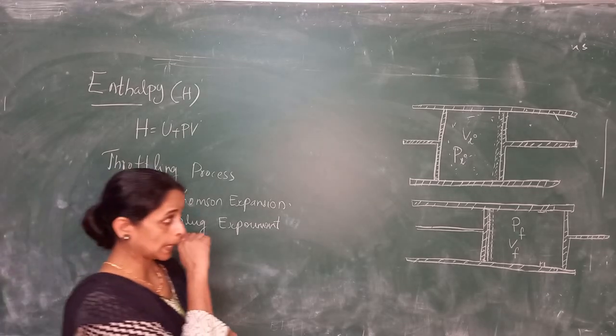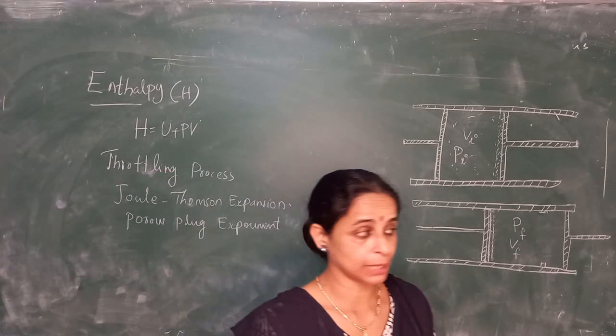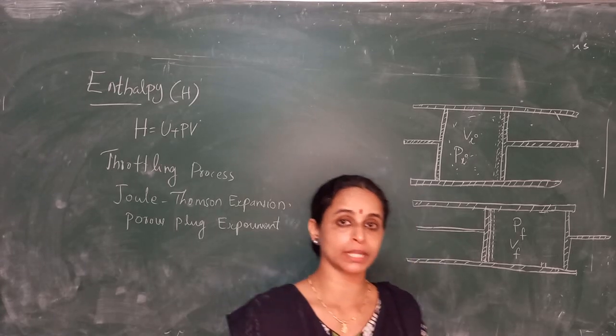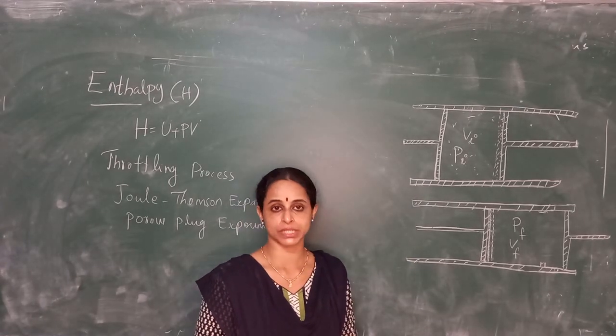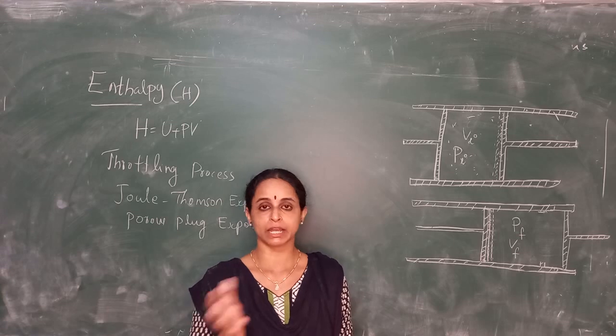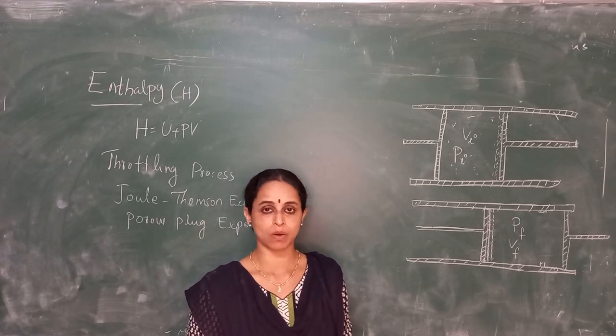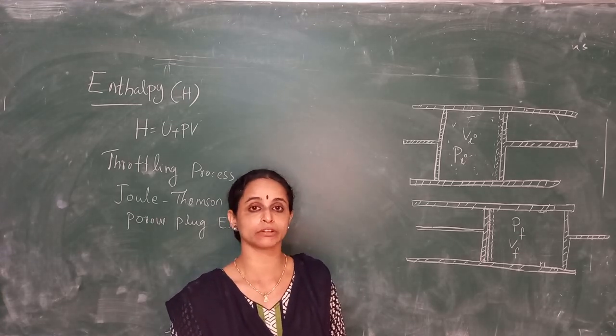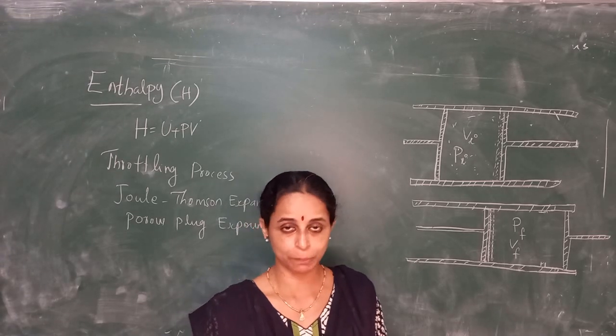So we can use the enthalpy property here. Actually, in the throttling process, the enthalpy is a constant. Before and after the process, the enthalpy will be constant. That is one of the peculiarities of this type of process. We will obtain that equation.